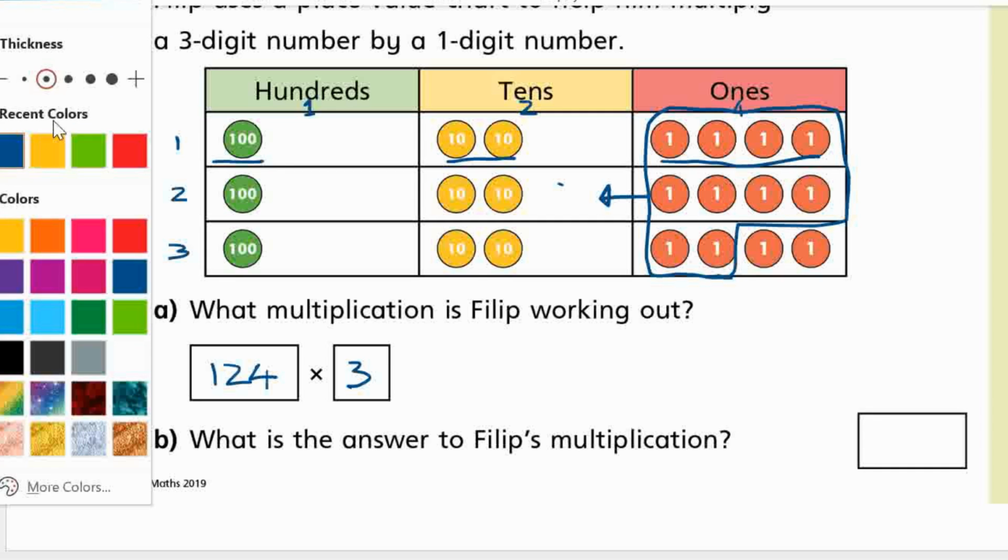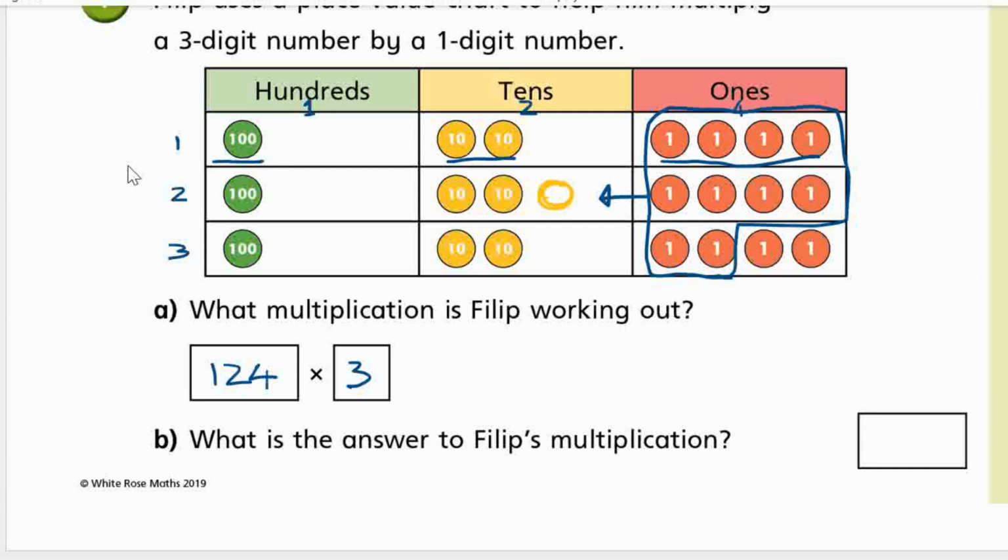Let's see, and then I can use my yellow here to show another 10. And here we only have 2 ones left. So the end number would be, we have the 300 here. 1, 2, 3. But now we've got an extra 10. So it's 1, 2, 3, 4, 5, 6, 7. 7 tens. And then we just have these 2 ones. The other ones we shifted across, so we just have these 2. So the answer is 372. Okay?